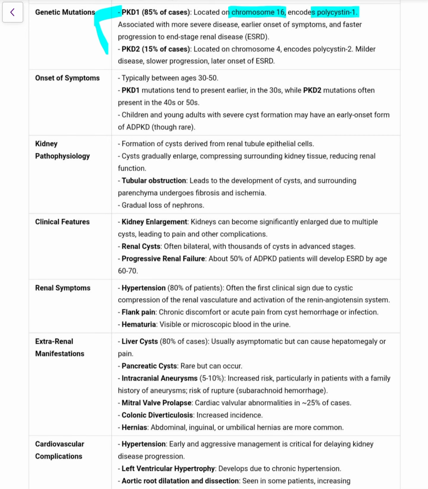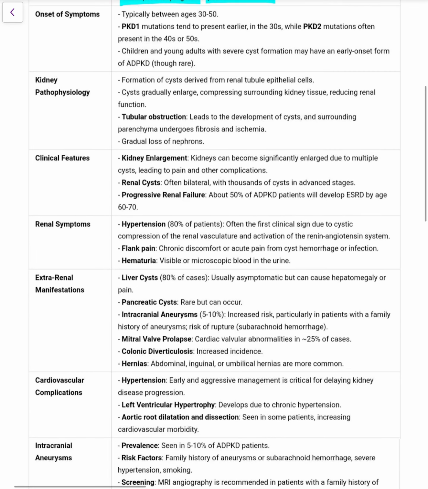It progresses faster and is associated with more severe disease and early onset of symptoms. While PKD2, 15% of cases, is because of chromosome number 4, which encodes polycystin 2. It is a milder disease with slower progression and later onset of end-stage renal disease. Coming to the onset of disease, PKD1 will have early presentation, around the 30s, and PKD2 around the 40s and 50s.